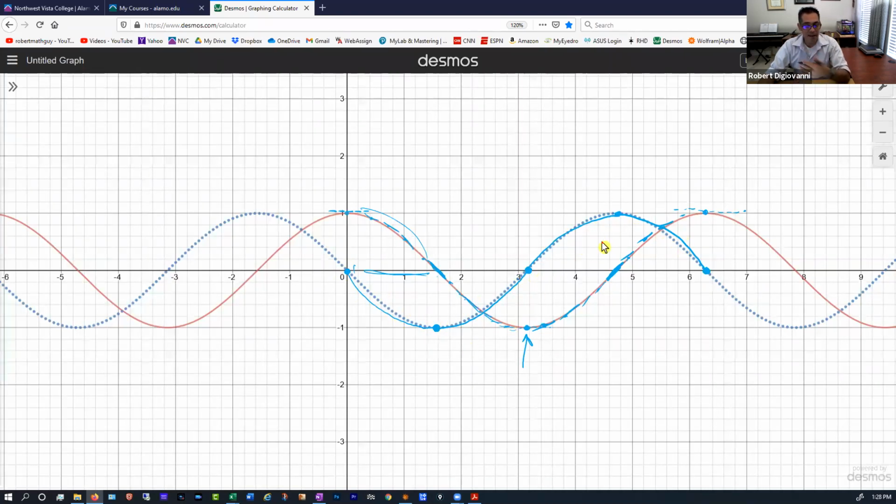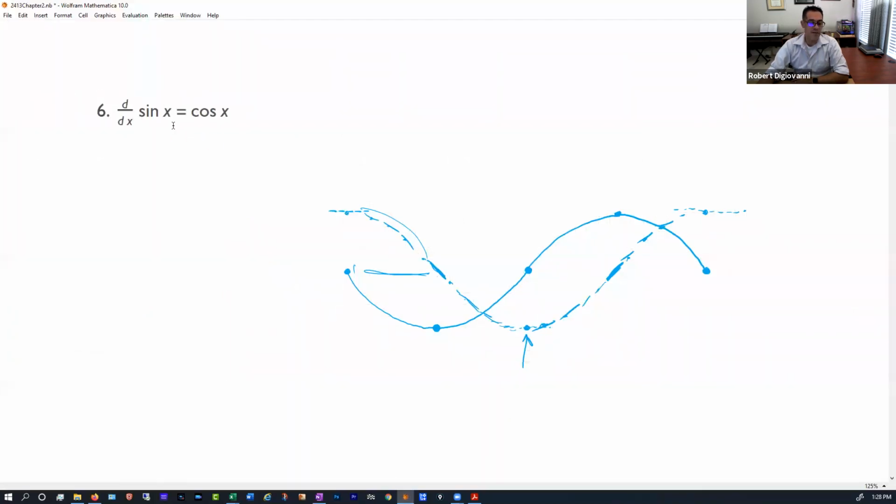So that's the main takeaway here: the derivative of sine of x is cosine x. That's what we established before. But now the derivative of cosine of x is negative sine x, not positive sine x, but negative sine x. You need to hardwire that into your brain, all right?